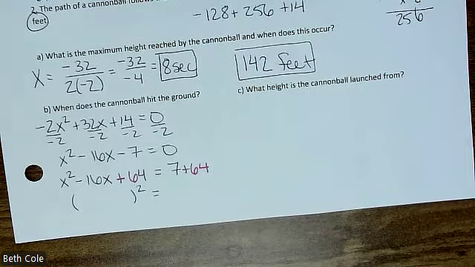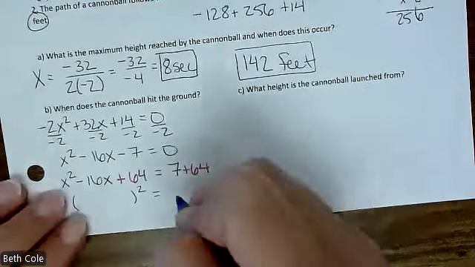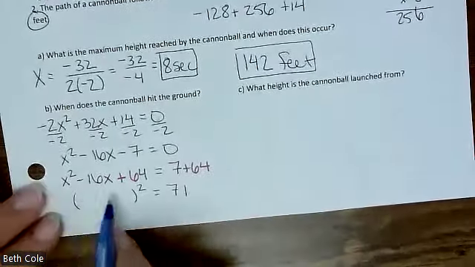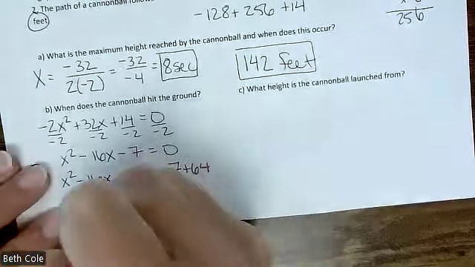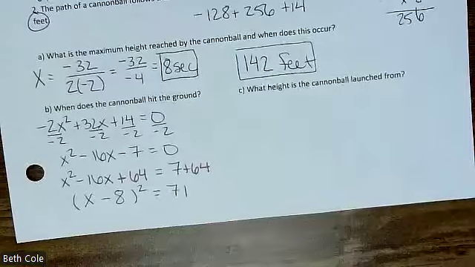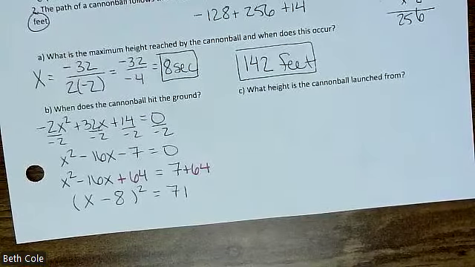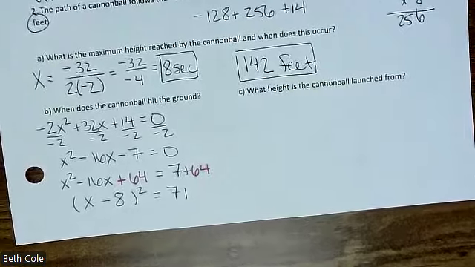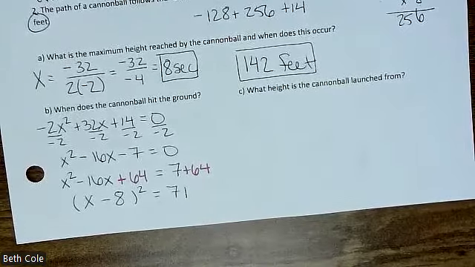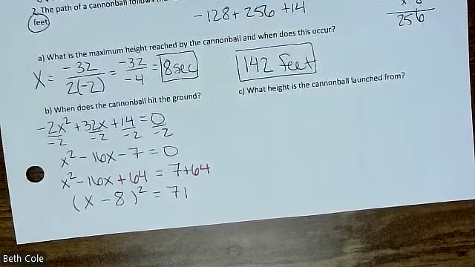What would that be on the other side? 71. And then what's going to go in the blank? Good. x minus 8. Almost there. You just got to keep on going. What would you do next? Square root. Now, what do you usually put in front of a square root? We are only going to do the positive version because there isn't negative time. So when it's a real world problem, you don't do the negative version.